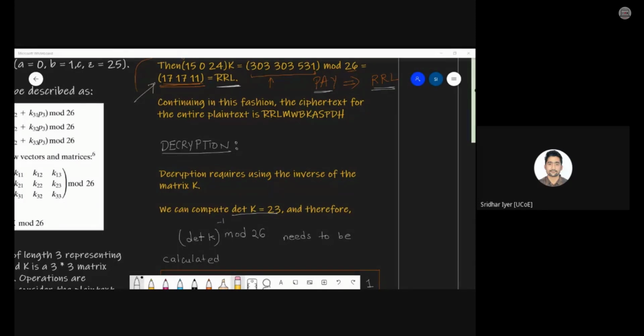So let's start with this. The decryption requires using the inverse of the matrix K. Now we have the matrix K. The very first thing is, kindly let me know how to calculate the inverse of any matrix. There are various ways, right? I will show you one of the ways. If you are comfortable with any other way, you can use that. The ultimate goal is you should get the same answer. That's it.